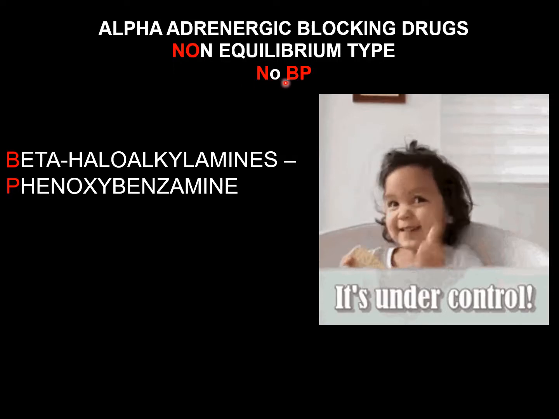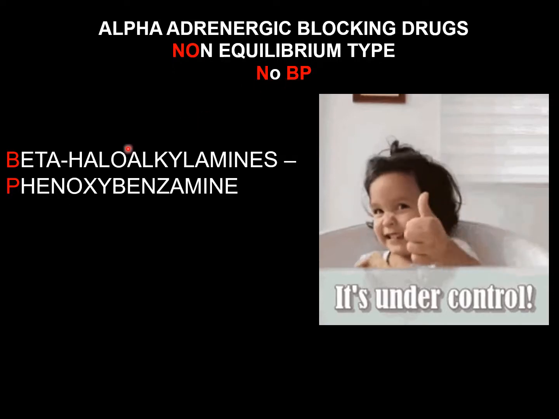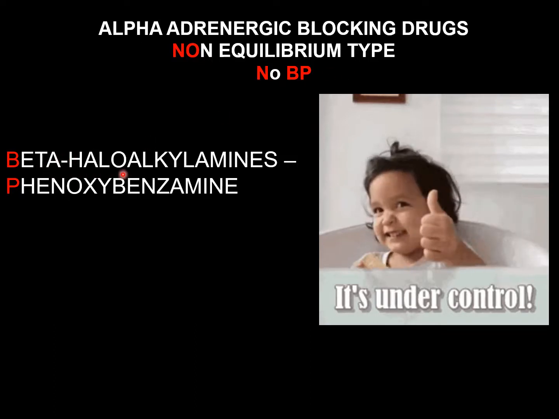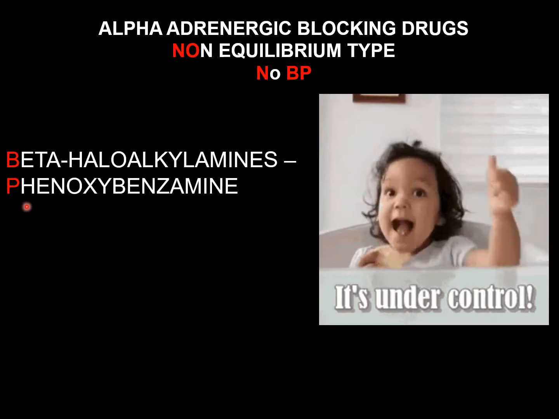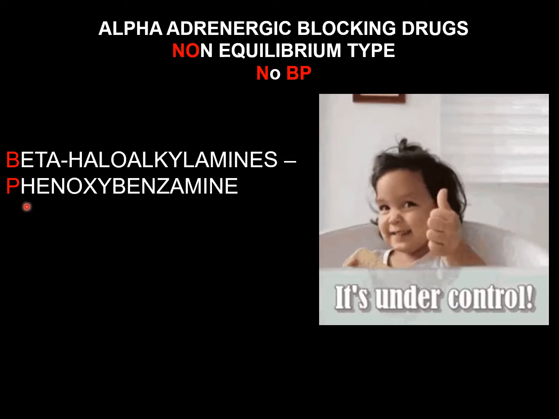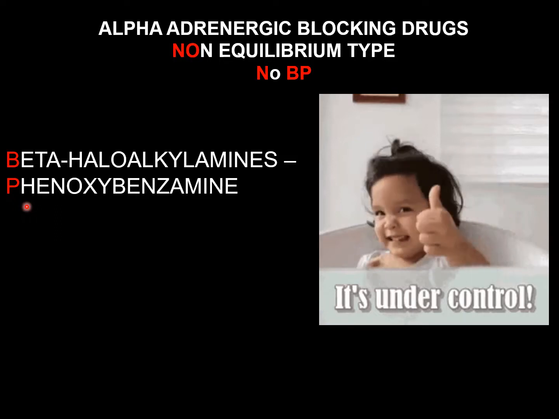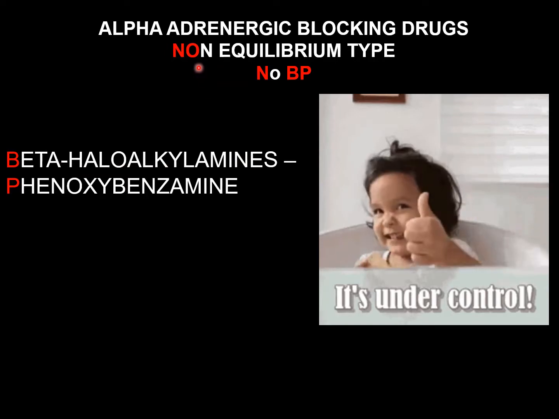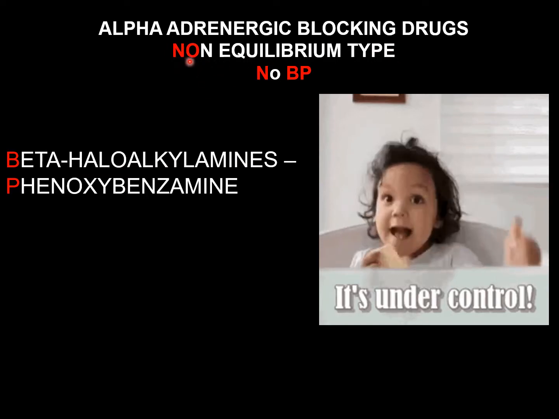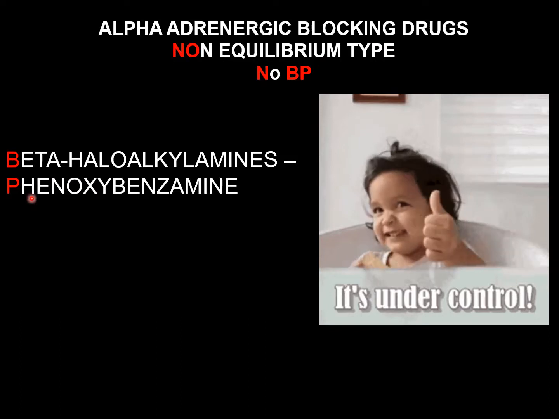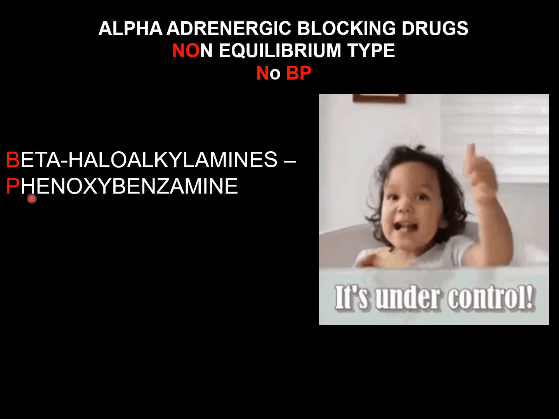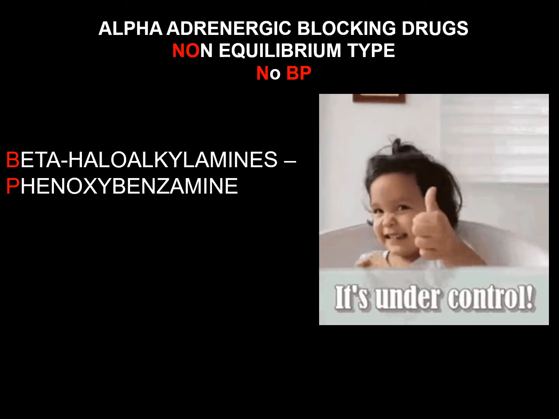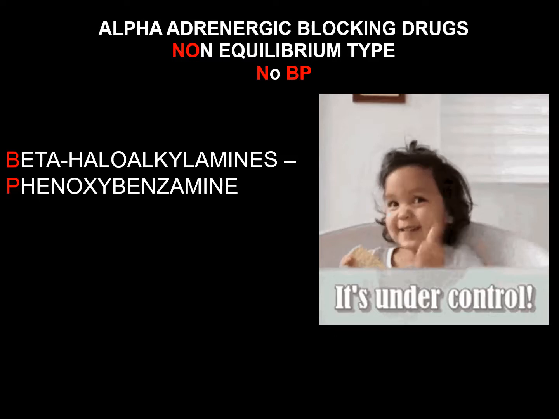So here is the mnemonic for you. It is NO BP. NO means non-equilibrium type. BP means beta haloalkylamines. You have the drug called phenoxybenzamine. So phenoxybenzamine comes under beta haloalkylamines, which is considered as non-equilibrium type. So NO BP is the mnemonic that you have to remember for alpha adrenergic blocking drugs of non-equilibrium type. And BP is under control when you use these drugs.